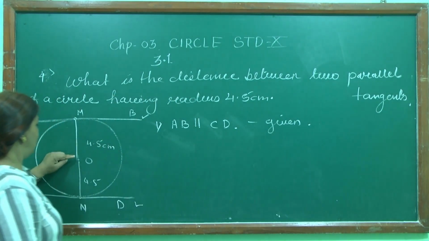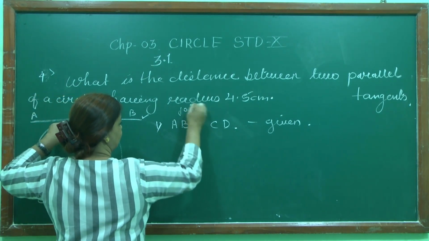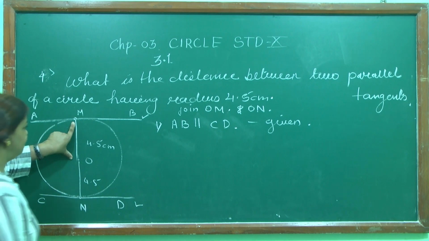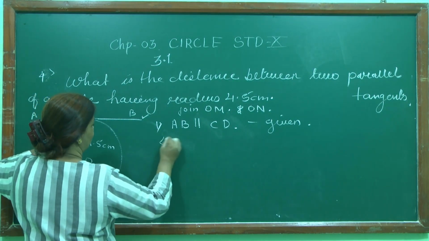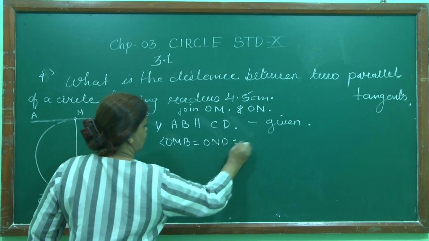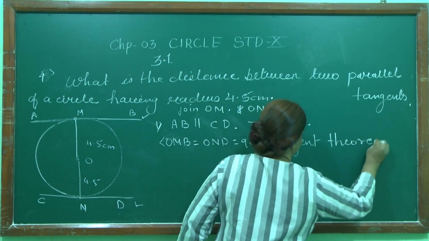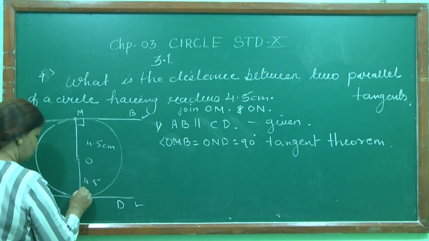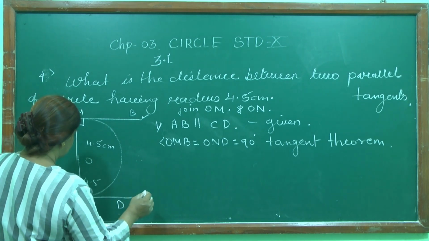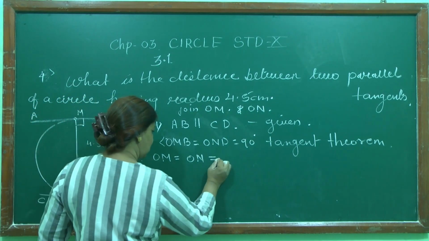Okay, first point. Join OM. I have joined OM. Let me write join OM. So angle OMB is equal to angle OND, 90 degree. Tangent theorem. So this is 90 degree, this is also 90 degree. And also ON, which is equal to radius.